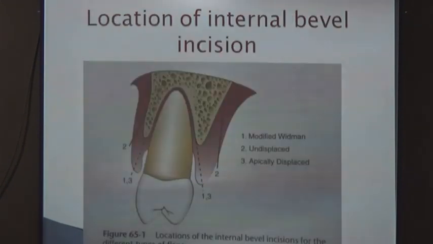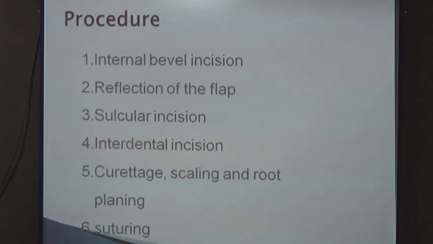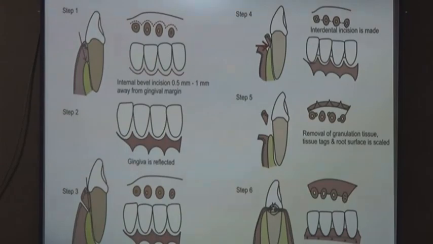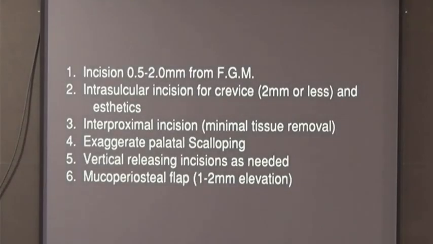Advantages, location of internal bevel, procedures. Here you need internal bevel, reflection of the flap, sulcular and interdental incisions. All three types of incision will be there in the modified Widman. So 0.5 to 2 mm from the mucogingival junction this incision should be. Okay.